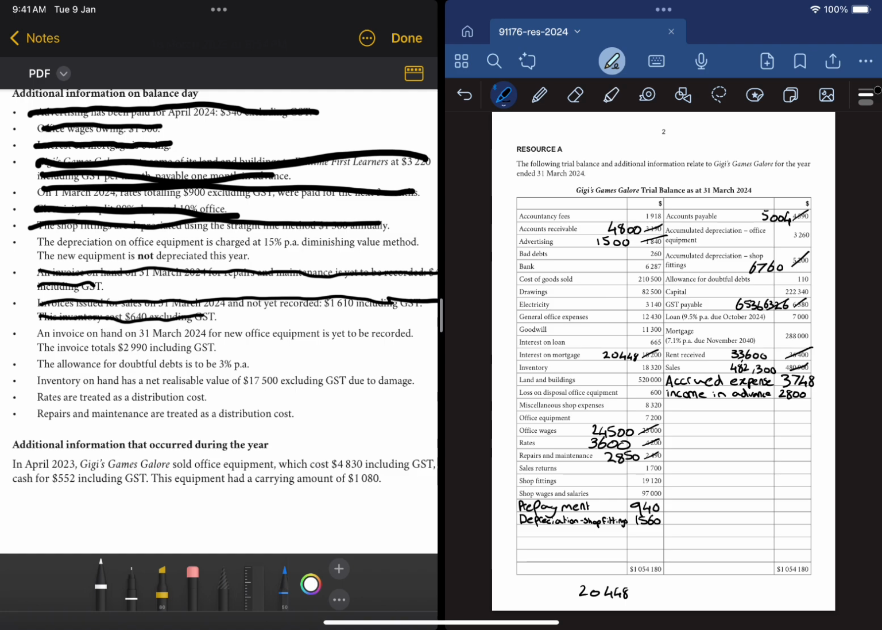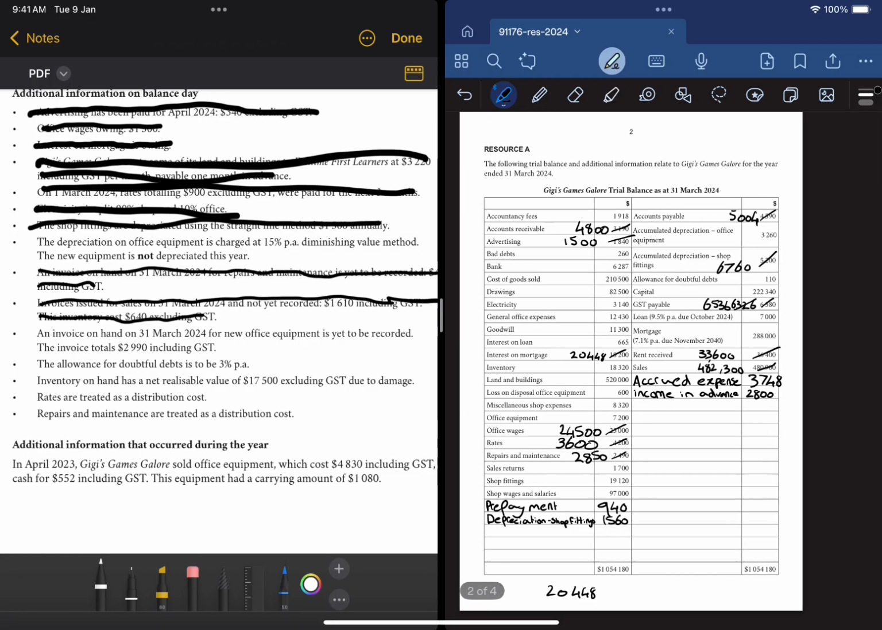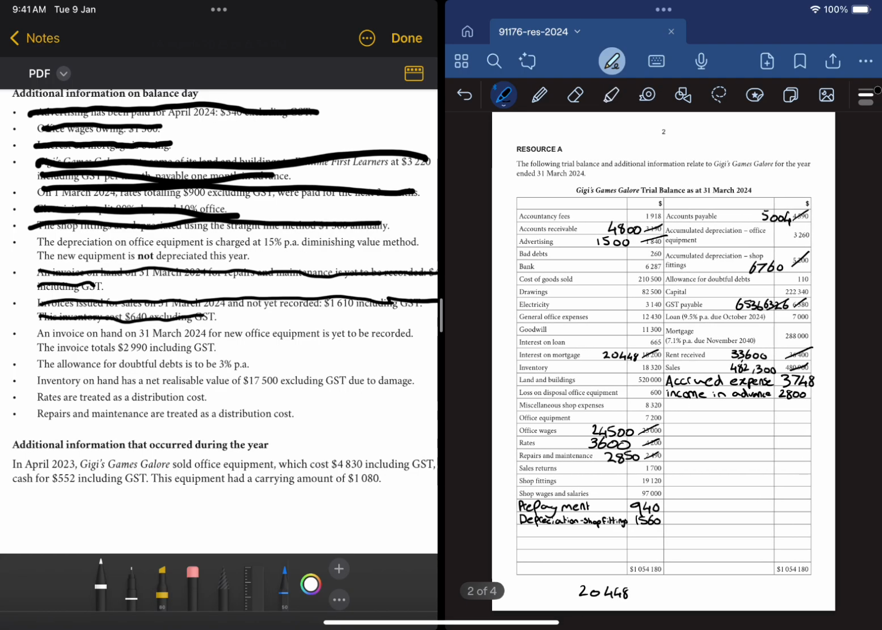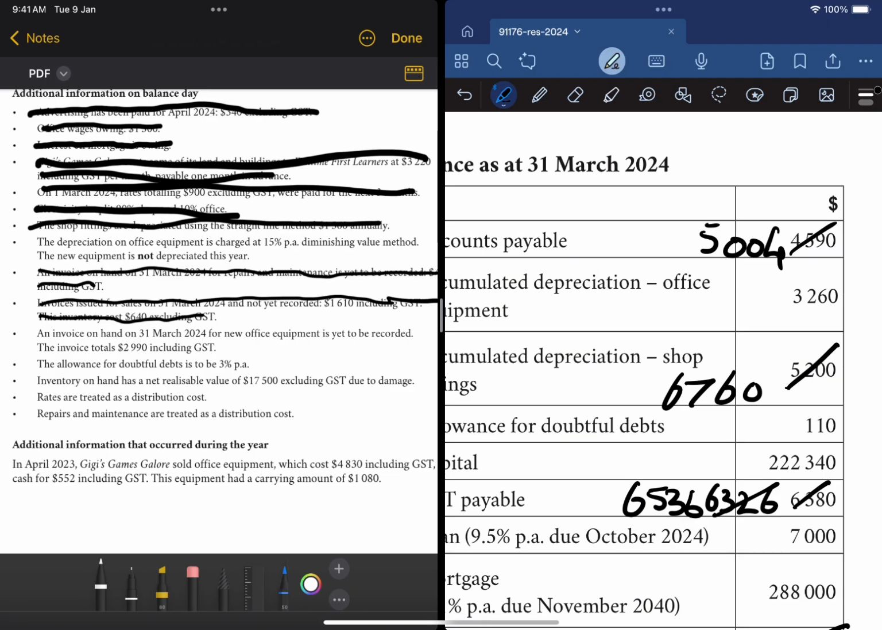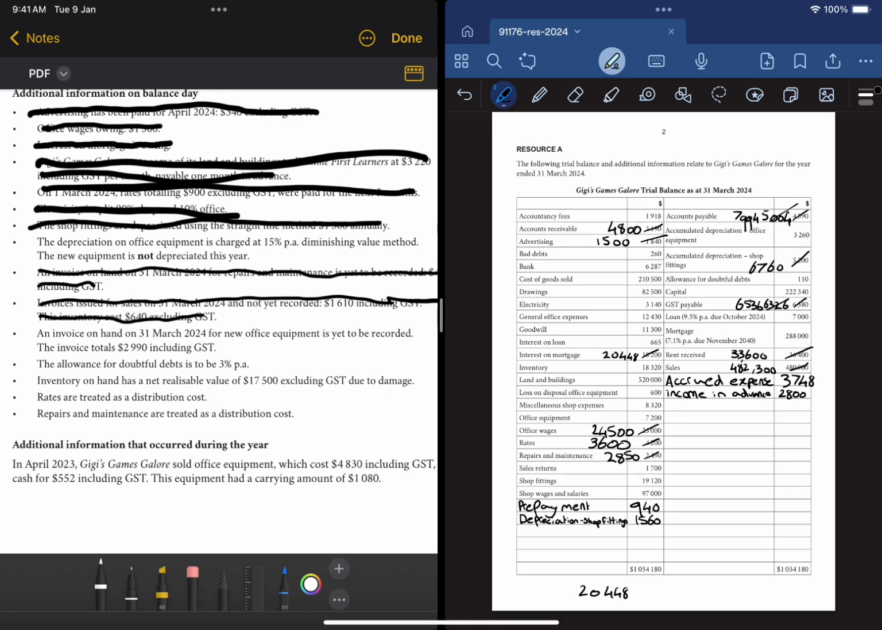So what we're going to do is start off by crediting accounts payable by the full amount. So what that means is obviously accounts payable crediting, a credit will increase it. So 5,004 plus 2,990 is going to give us 7,994. So we'll come over here, guys, and we'll write that new number in, 7,994, just like that.